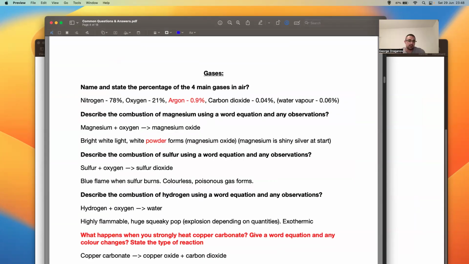Next, on your spec, you're supposed to know what happens when magnesium reacts with oxygen. Well, it forms magnesium oxide. During that process, there's a bright white light given off. It is highly exothermic. And you form a white powder. So this crumbles and is white. The magnesium is shiny at the start. This is purely memory. The other one you should know about is the sulfur plus oxygen reaction, which forms sulfur dioxide. During that process, the sulfur burns with a blue flame, and you form a colorless poisonous gas.